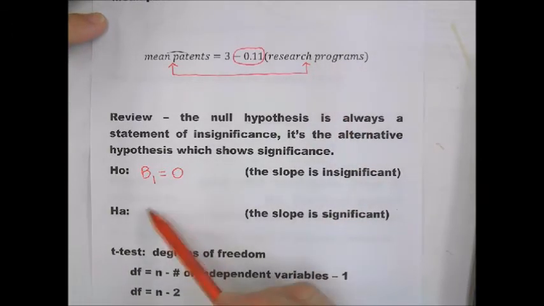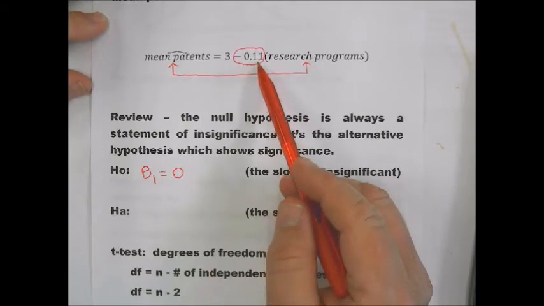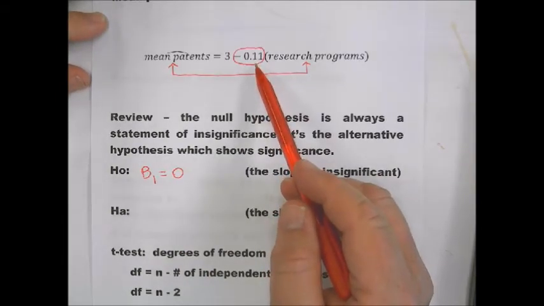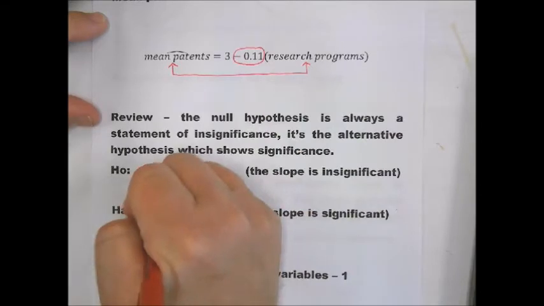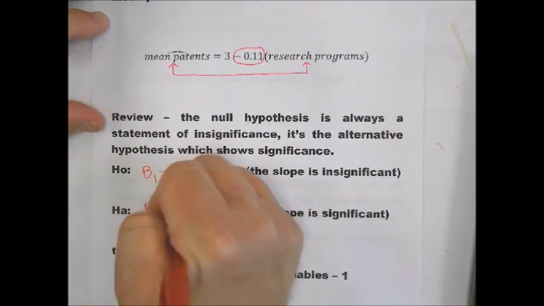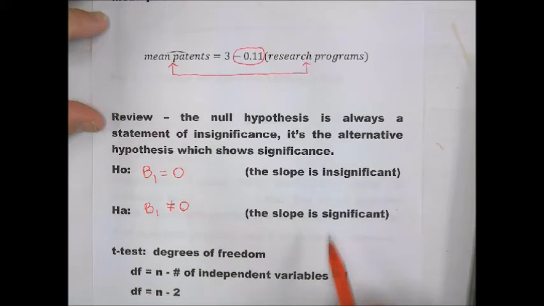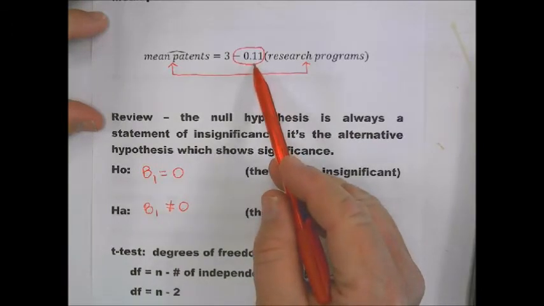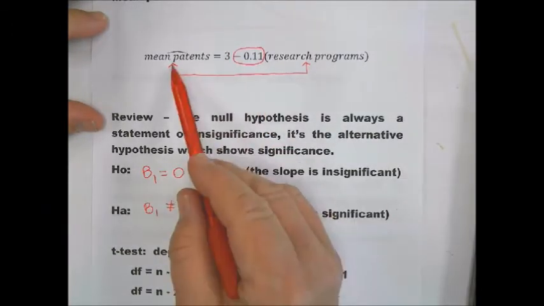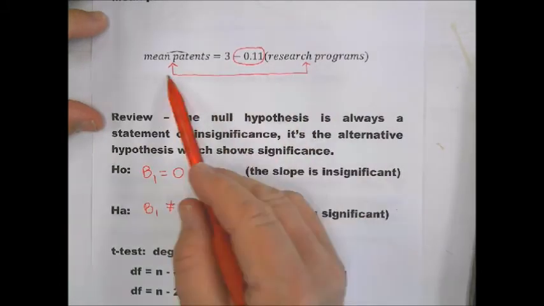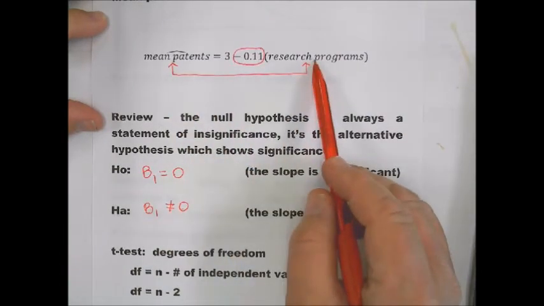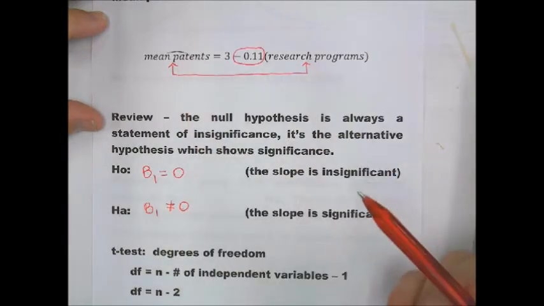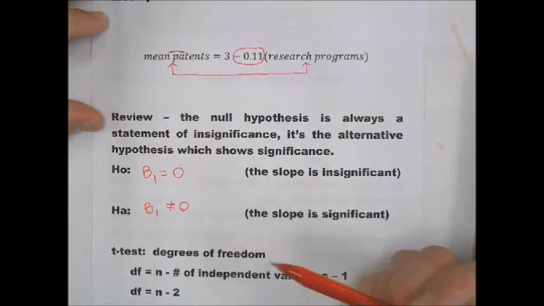Now, let's move on to the HA, the alternative hypothesis. The alternative hypothesis is the slope is a significant number. So, beta sub 1 does not equal 0. The slope is significant. And if the slope proves to be significant, then it also means the relationship among these two variables, the independent variable and the dependent variable, is also a significant relationship.